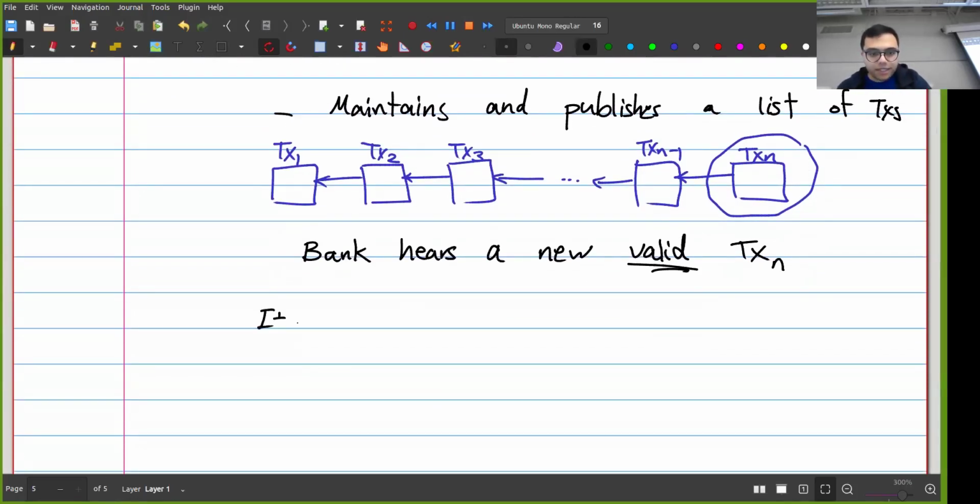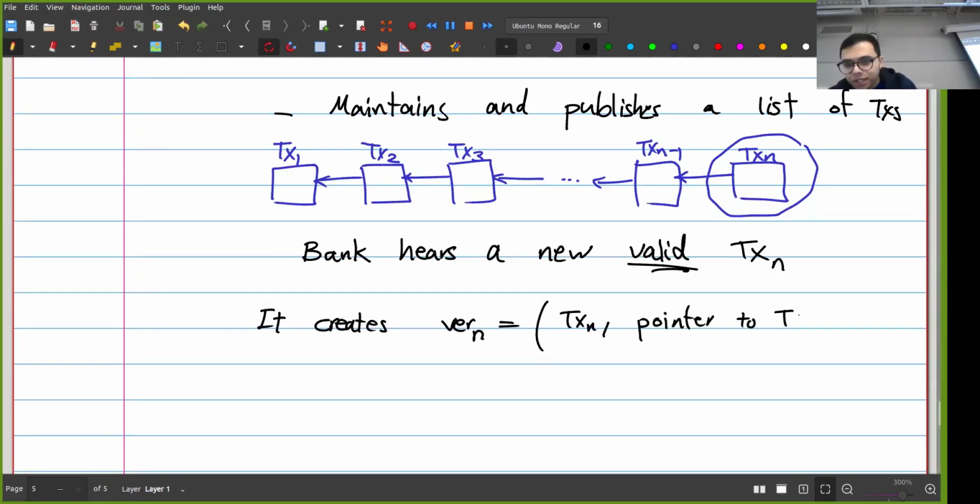So let's say it creates, let's call this a verification, and I'm going to call it the verification over N. And what it's going to contain is transaction N. It's going to contain a pointer to transaction N minus 1. And it's going to contain the bank's signature. Okay. So the bank verifies that from my point of view, transaction N is valid, and then publishes this verification.